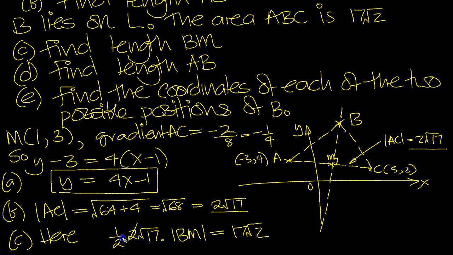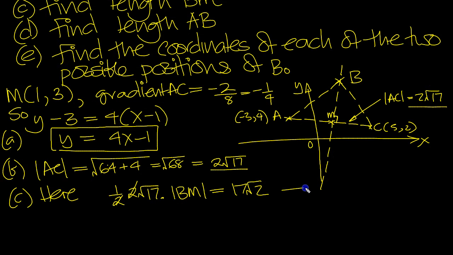So the 2's cancel, and then we can see that the length BM will be equal to, well, the root 17 comes down, and one of the root 17 goes from here, so we'll have root 17 times root 2 is root 34. Type it in the calculator if you need to, just move this down and simplify the surds, and you get root 34. So there's BM.